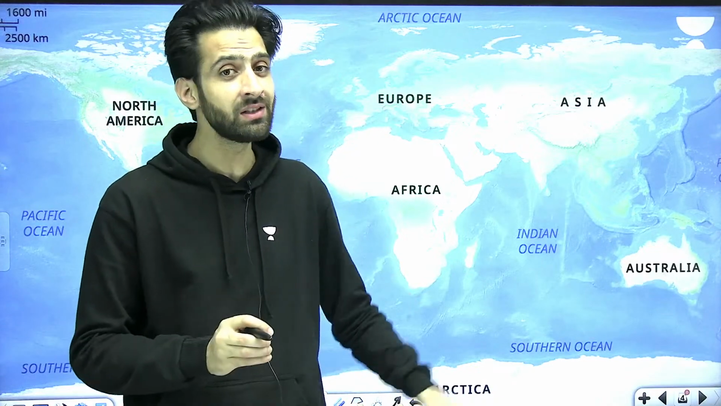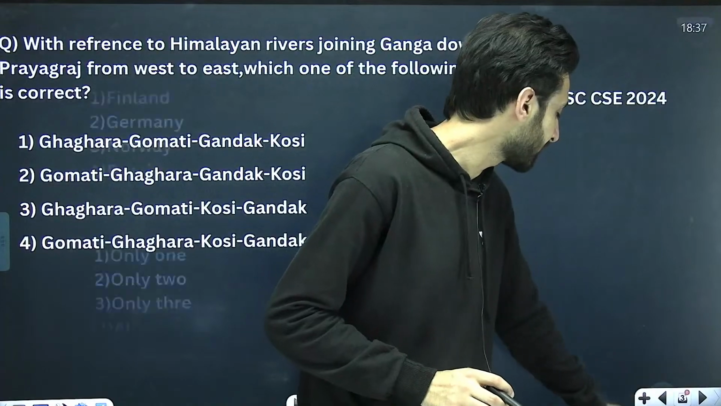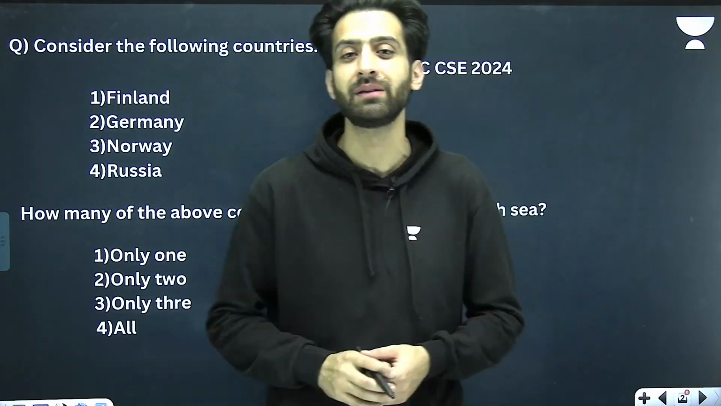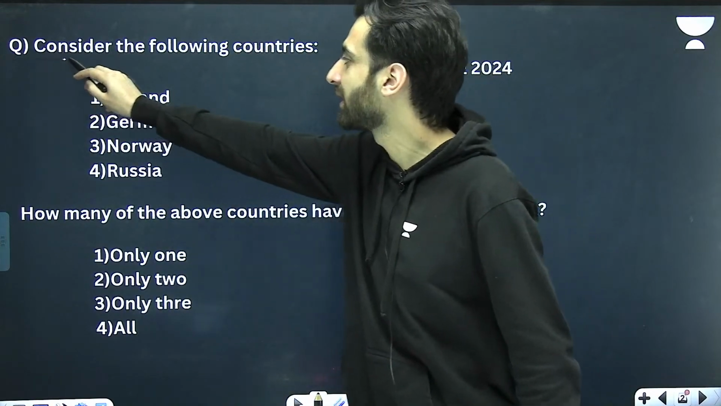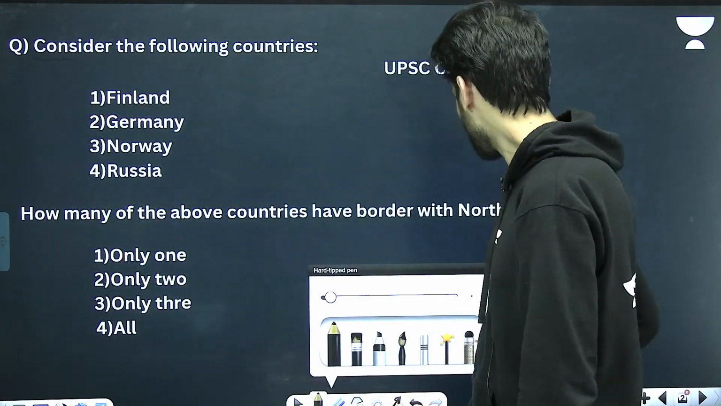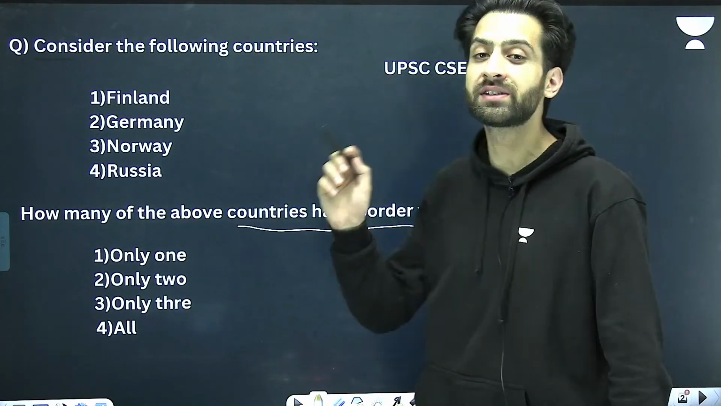Now, the first question I want to ask you: is it really that important to take a full-fledged series on world mapping? What do you think? Well, the answer lies in the UPSC CSE 2024 prelims paper. If you look at it, you'll find a question asking about the regions that border the North Sea.